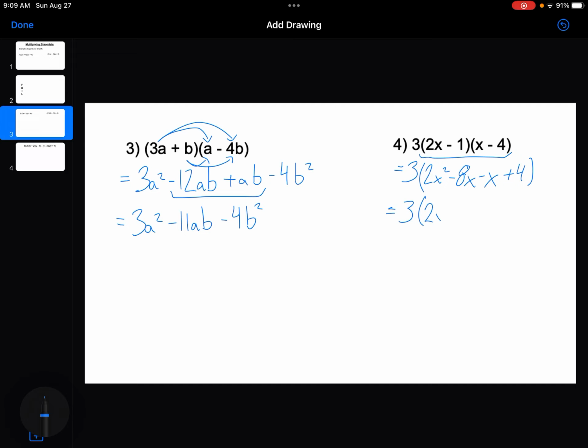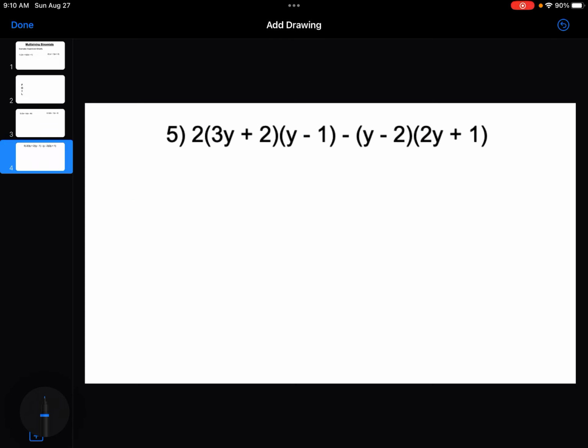Then I'm going to have 3, and then this is going to be 2x squared, minus 9x plus 4. I've just simplified that. And then finally, we're going to get 6x squared minus 27x plus 12. And I've multiplied my 3 in. And that's why I wait until the end. It just allows me to multiply that 3 in one time without making a mistake, without forgetting to keep any brackets.